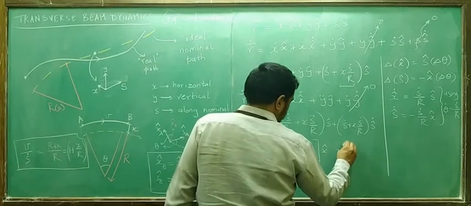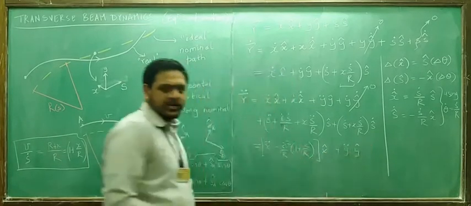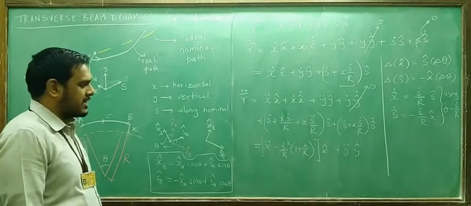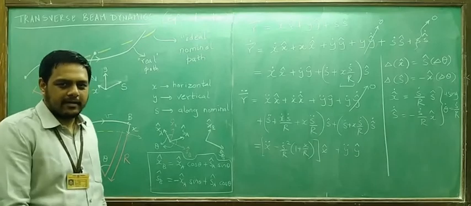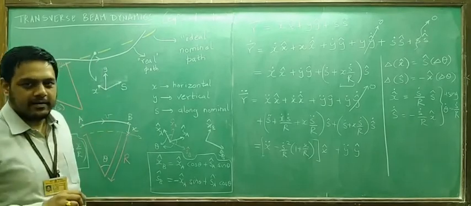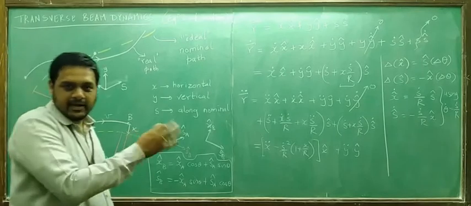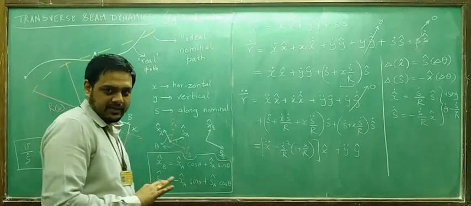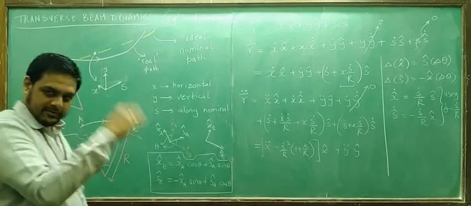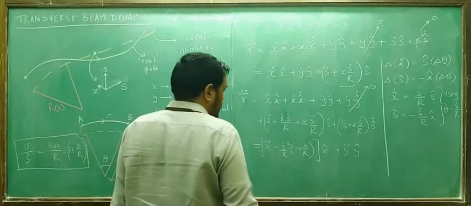So y is actually a very patient, innocent spectator. It doesn't participate anywhere. The motion in y remains separated, and it is only x and s which are all playing table tennis with each other with different terms. Because x hat dot goes to s hat and s hat dot goes to x hat. That is why you have all these terms.